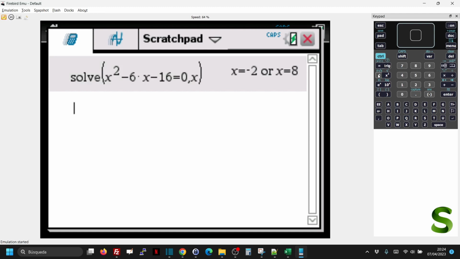But this is a quadratic equation. We can solve it in many other ways. We want to see this working for any type of equation, which is the interesting part. Well, I'm going to show you the same thing here, but with another variable.